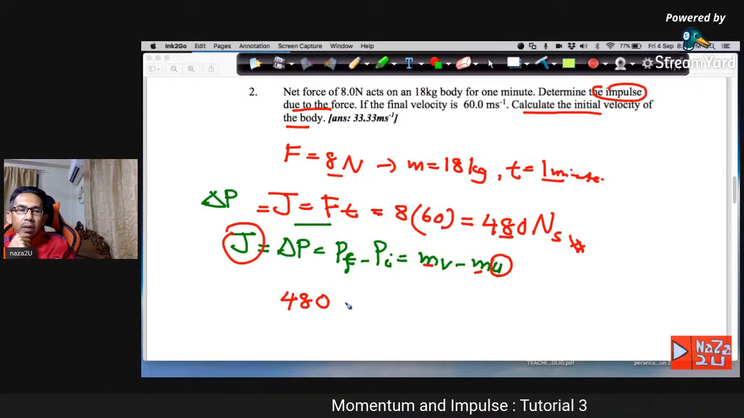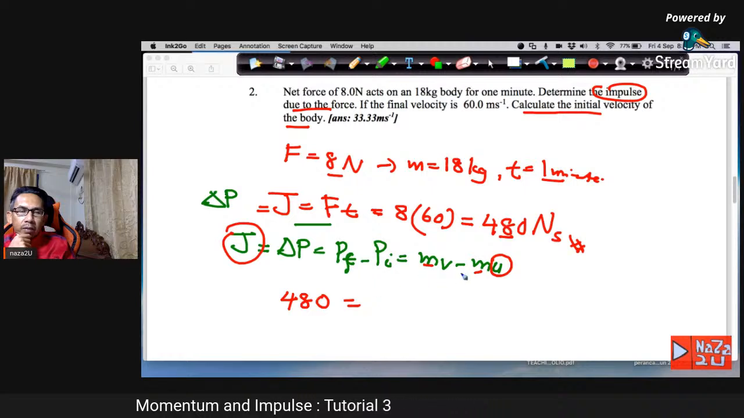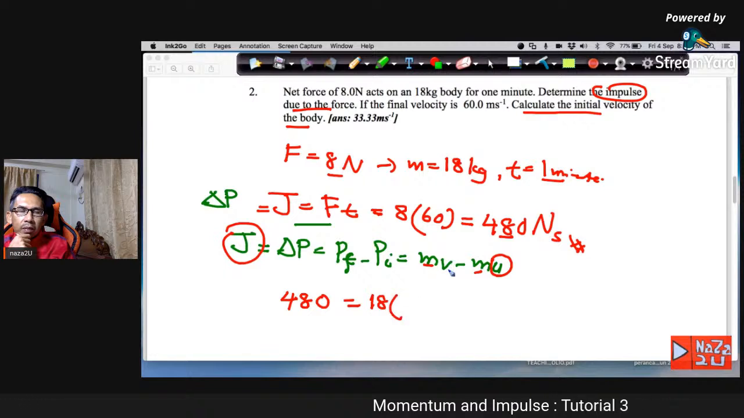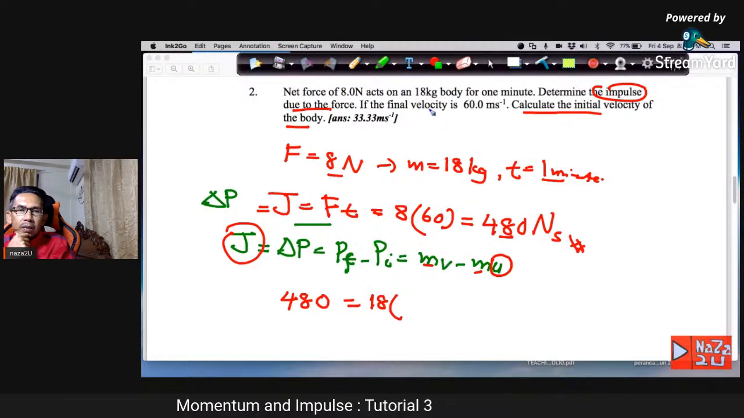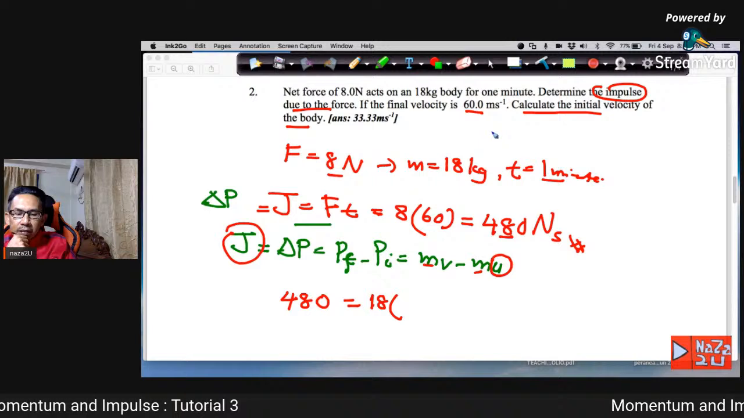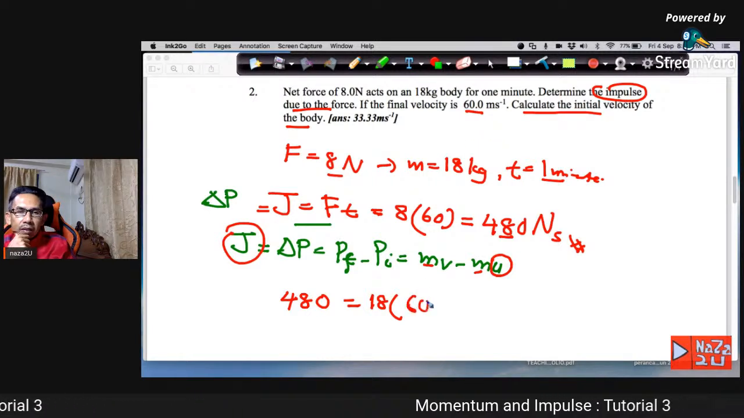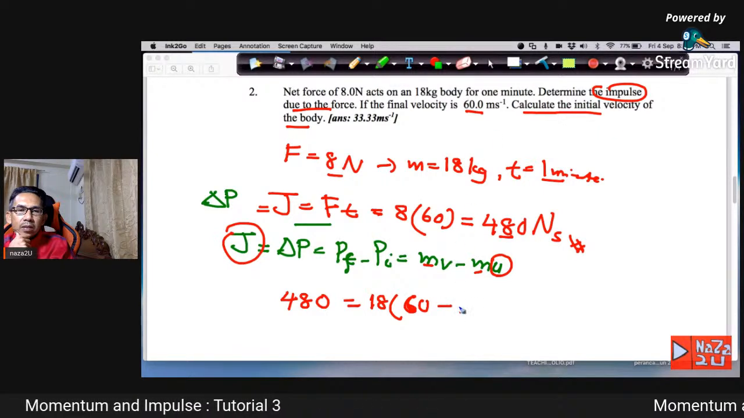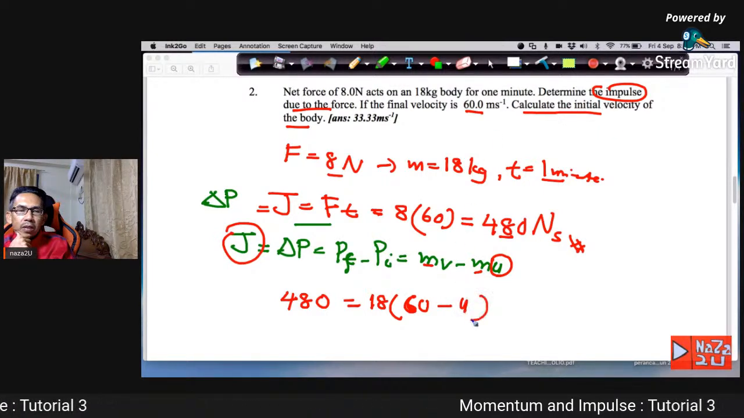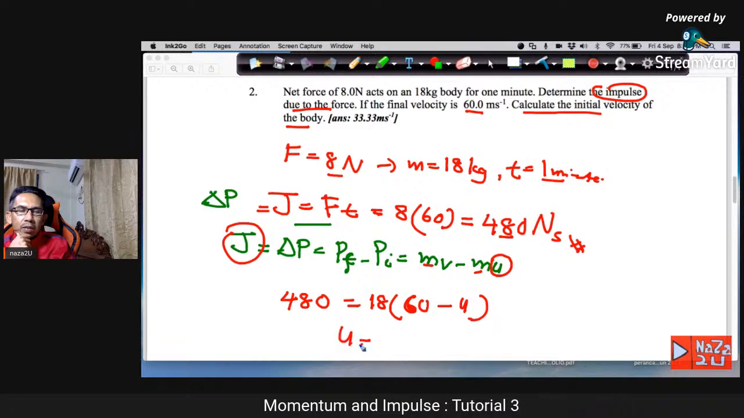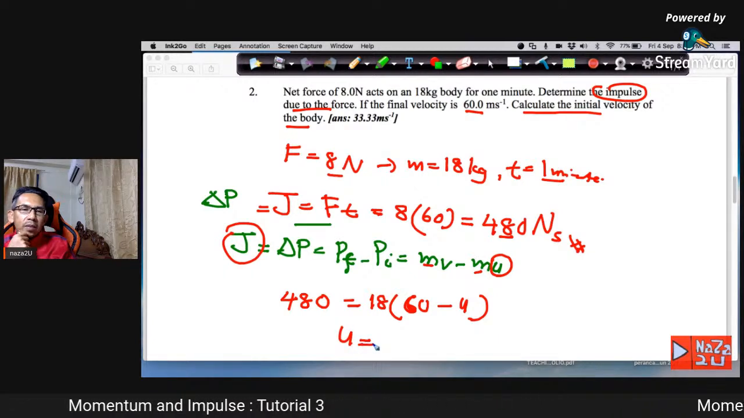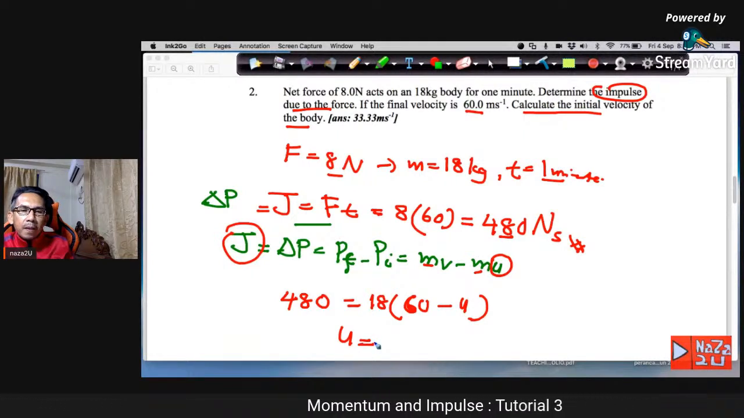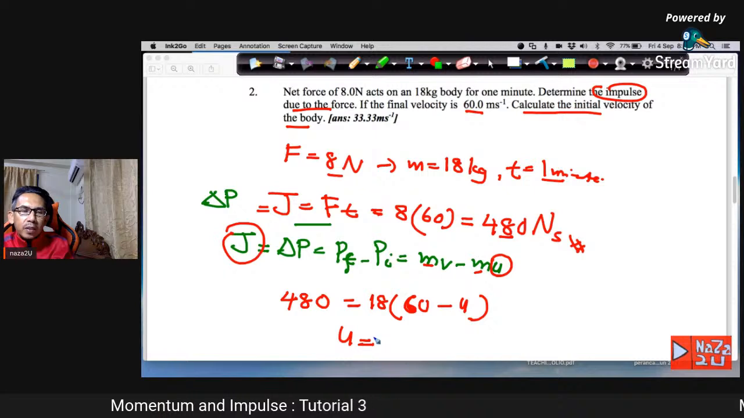480, and you have a mass. So mass is 18 kilogram, and the final velocity given is 60, right? 60, and so we have a minus initial velocity, which is u. So now you can calculate the value of u here, right? You can use the calculator. Right, so the u is 480.